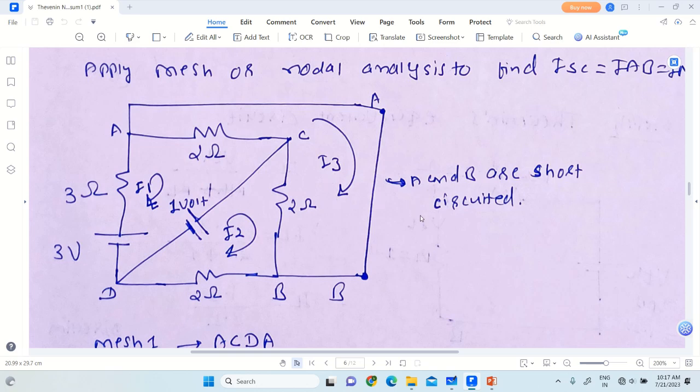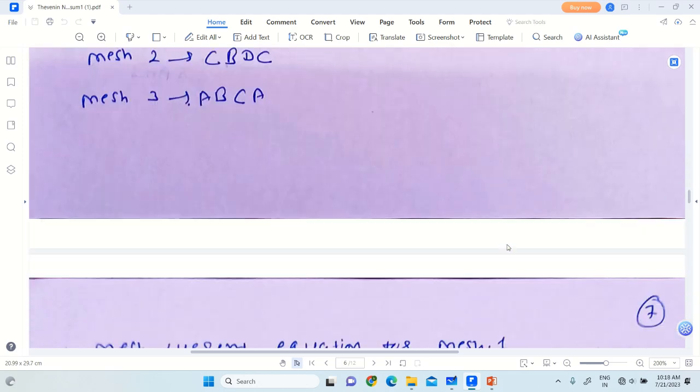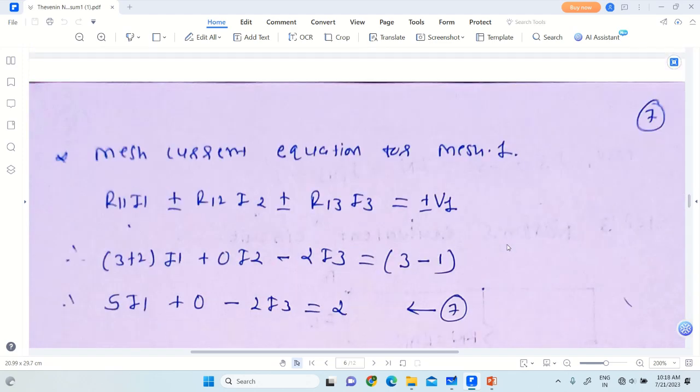So now there are 3 meshes, so there will be 3 mesh current equations. We are interested in obtaining the value of I3, which is the IN, Norton's equivalent current. So there are 3 meshes. Now the mesh current equation for the first mesh is R11 I1, a main diagonal entry, so it is always plus, plus or minus R12 I2 plus or minus R13 I3 is equal to plus or minus V1.